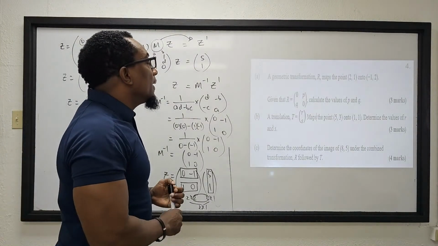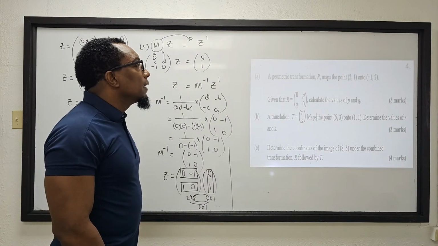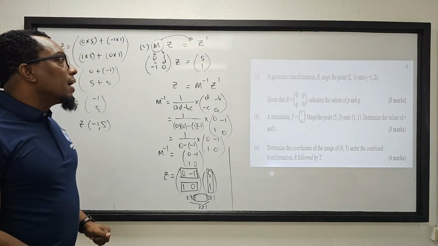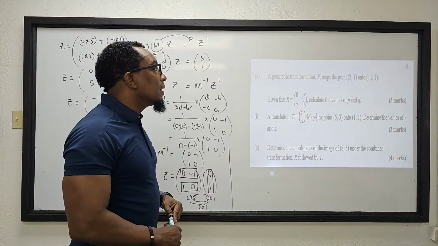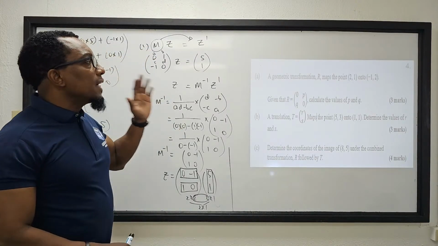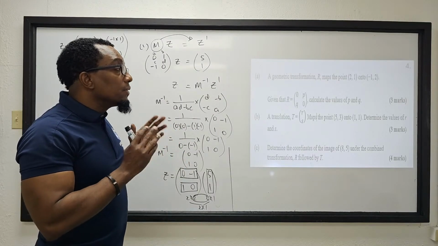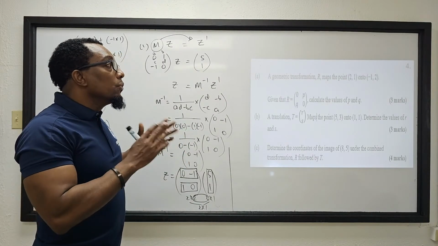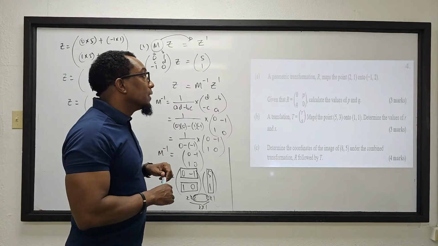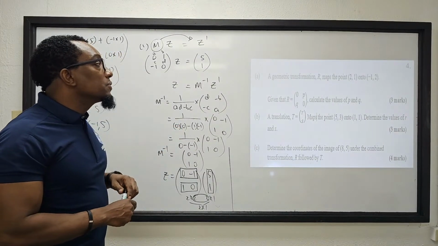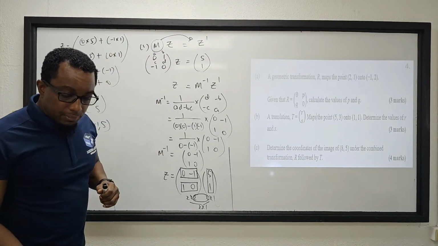A geometric transformation R maps the point (2, 1) onto (-1, 2). Given that R has the matrix with rows (0, P) and (Q, 0), calculate the values of P and Q. So this geometric transformation R maps the object, point (2, 1), which I have called P, onto (-1, 2), which represents its image. Given that R is a 2 by 2 matrix, calculate the values of P and Q. So we want to find the values of P and Q.